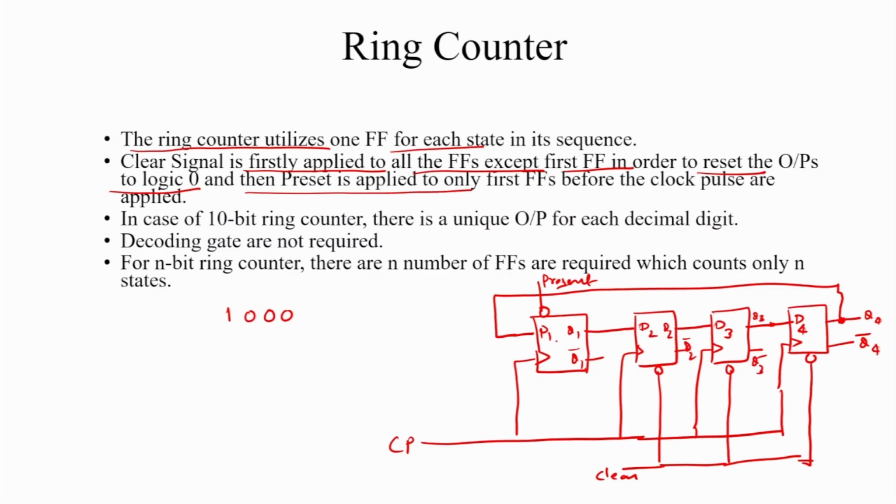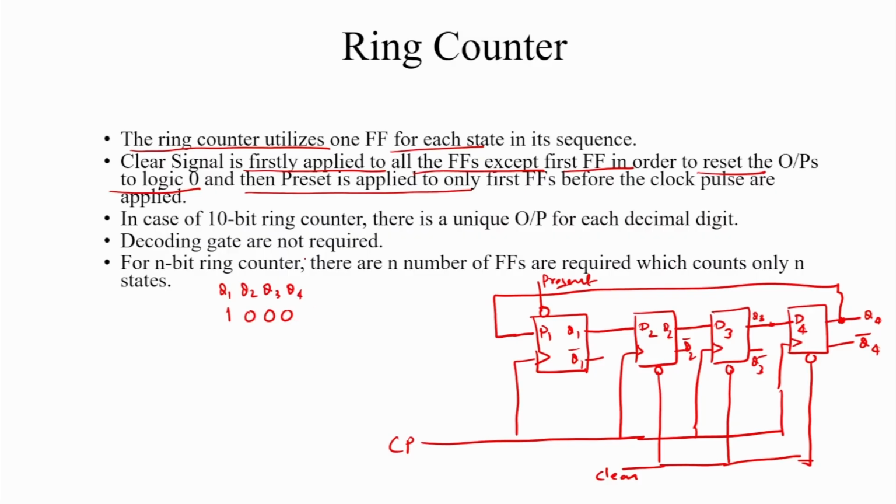When preset is applied to this flip flop and then we apply a clock pulse, the output of this becomes 1, and the rest are cleared by this input, that means 0 0. What is next? Here the last output is again connected back to D1. Suppose these are Q1, Q2, Q3, Q4. What is the value of Q4?